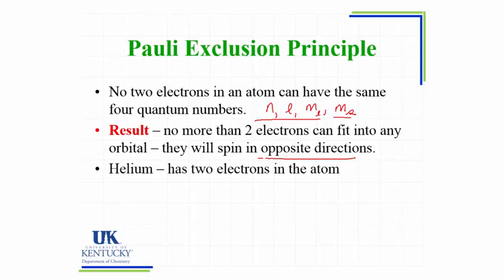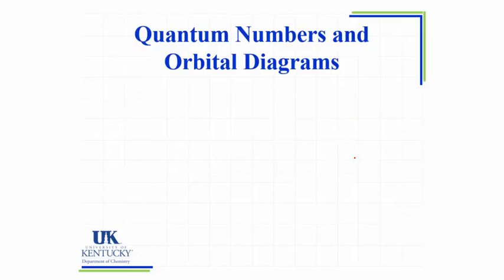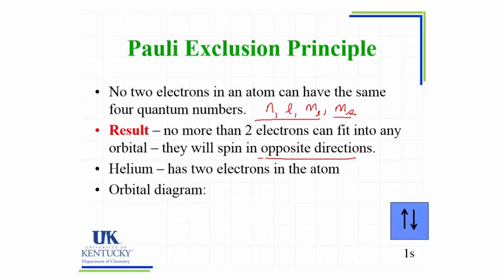So let's look at helium. Helium has 2 electrons. If we were to do the orbital diagram of helium, we could put both of those electrons in the same orbital that we had for the hydrogen, but the second has to spin in the opposite direction. If we were to assign the quantum numbers for those electrons, actually we'll do that here in a little bit.